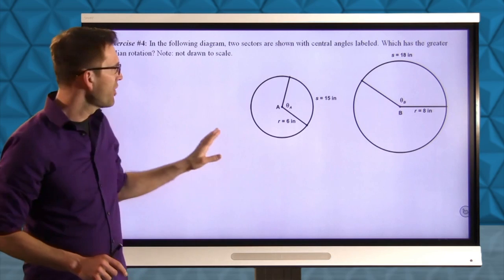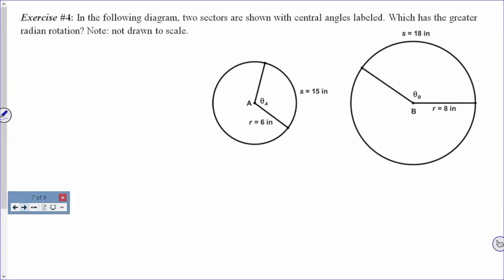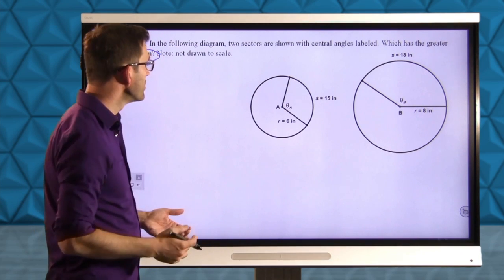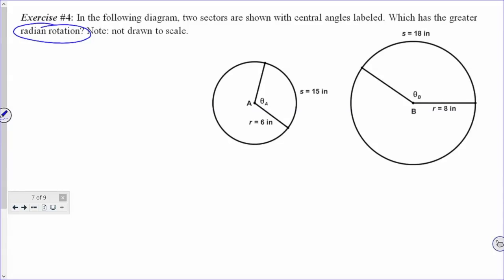For instance, exercise number 4: in the following diagram, 2 sectors are shown with central angles labeled. Which has the greater radian rotation? Note, this isn't drawn to scale. Well, it really is pretty easy. If I want to know the radian rotation here, theta sub A, all I need to do is take that arc length, 15, divide it by the radius, 6, and I get an answer. In this case, it's 2.5.